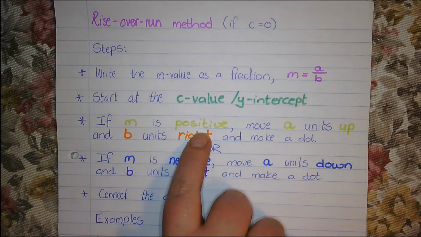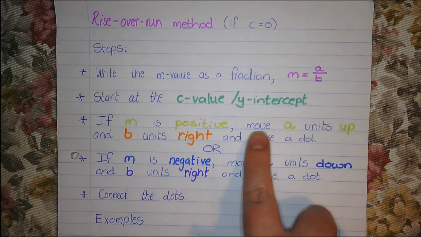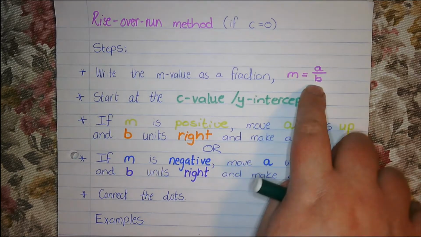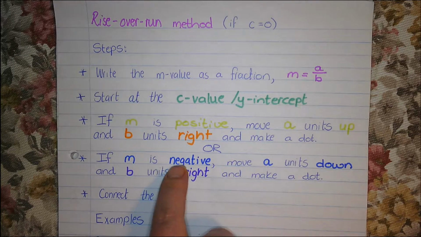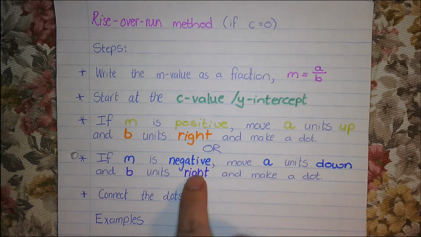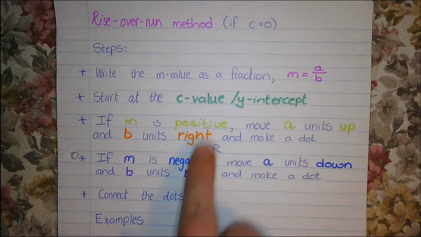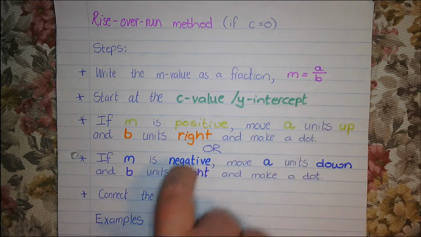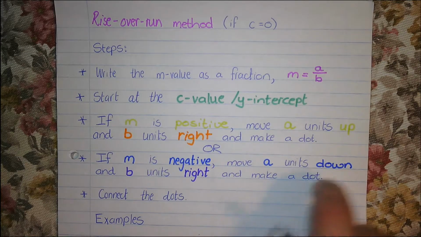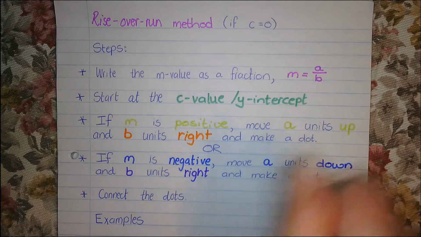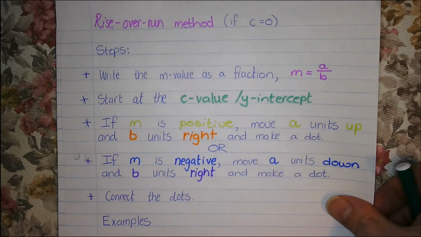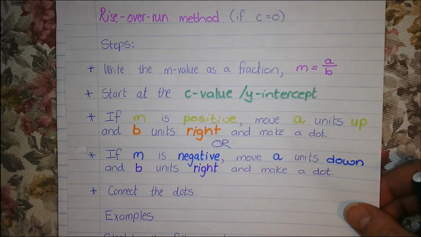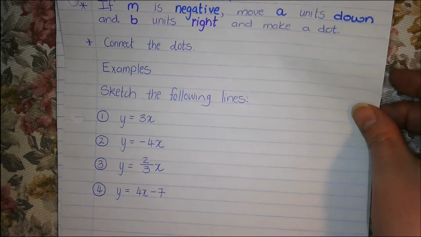If m is a positive fraction, then move a units up and b units to the right, or if m is negative, move a units down and b units to the right. So it's always up and right or down and right. And then you make a dot and connect the two dots. Okay, so that is quite confusing if I don't show it to you in practice. So let's have a look at these examples.